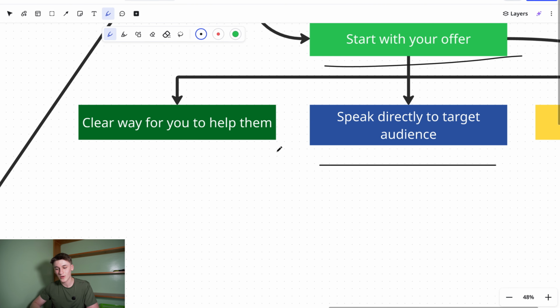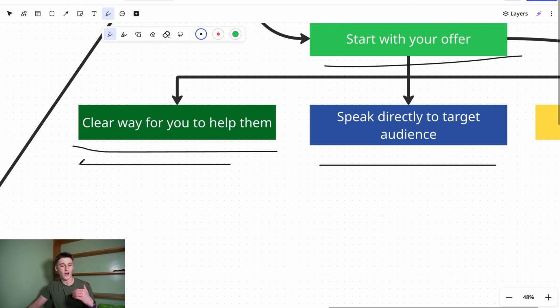And then there's a clear way for you to help them. So it's not just, I'll help you get less back pain. It's, I'll help you improve the posture in your back by targeting, insert here, muscles to make sure you have a better posture when you stand, and this will relieve your back pain. Things like that. So there's a clear way for you to help them. It's not just, I'll help you have less back pain. It's how you're going to do that.